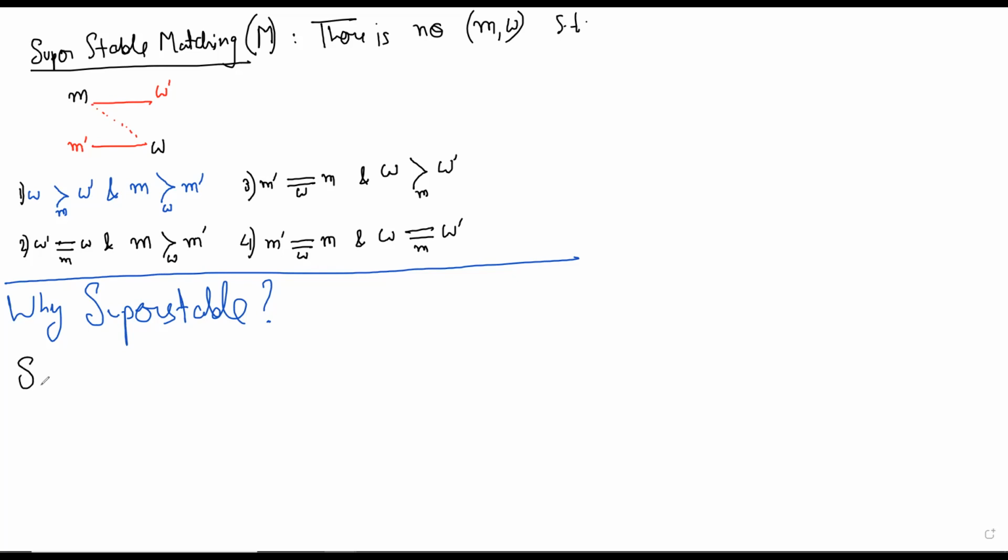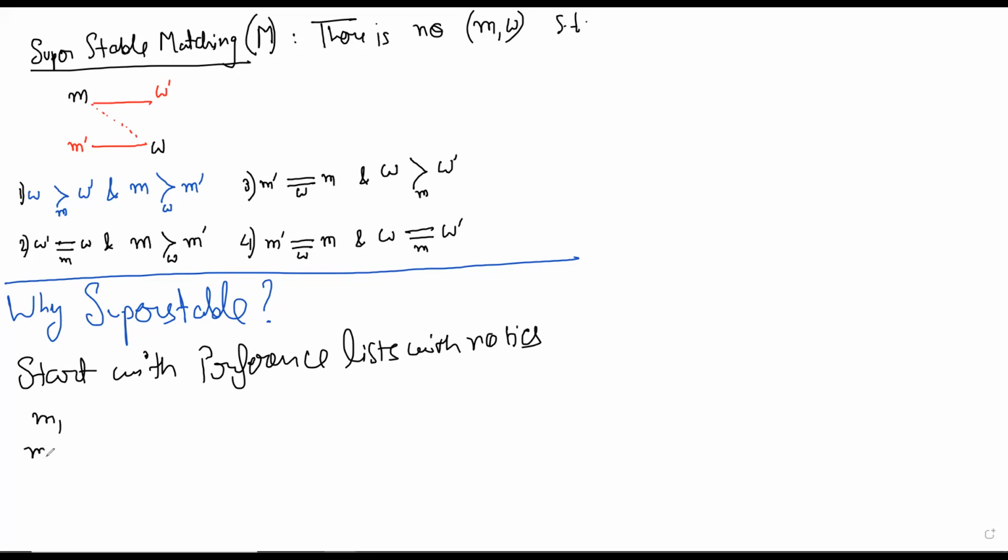Well, the idea is that we start with preference lists with no ties. Let's say there are no ties. Let's say there are three people and we have the normal preference list. You could shuffle them or not.